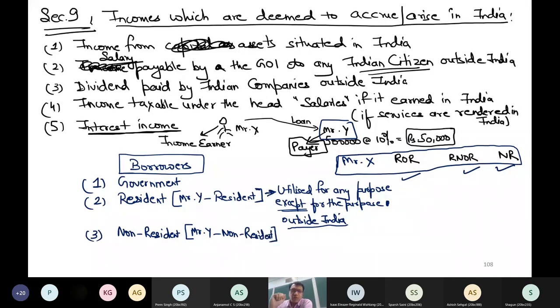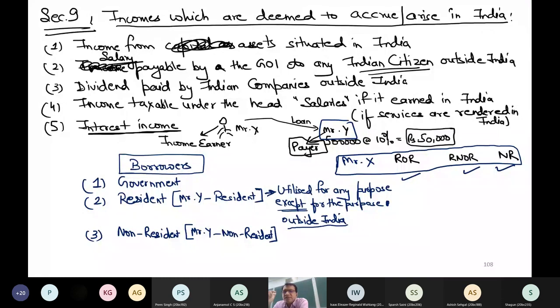So Mr. X, I have given 5 lakh rupees to Mr. Y, who was non-resident, at 10% interest. Y has given me 50,000. Now the question which arises in front of me is whether 50,000 is taxable if I am ROR, whether 50,000 is taxable if I am RNOR, whether 50,000 is taxable if I am non-resident. Now I will tell you my answer.